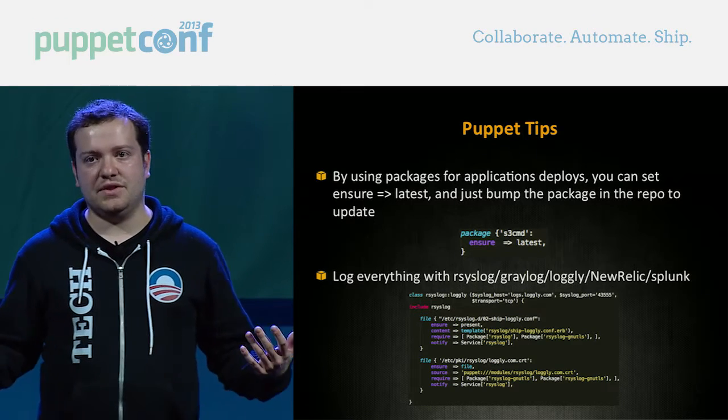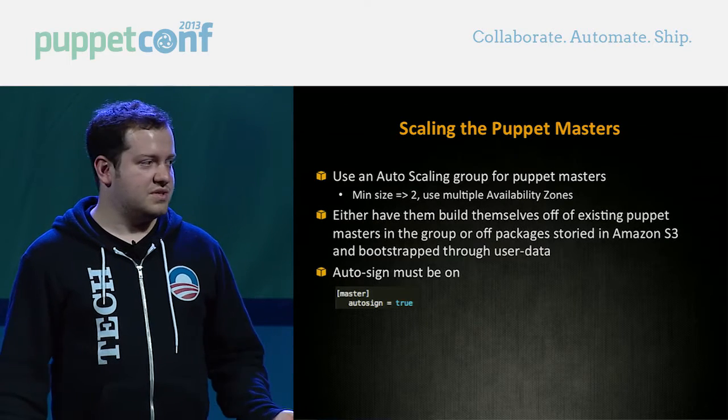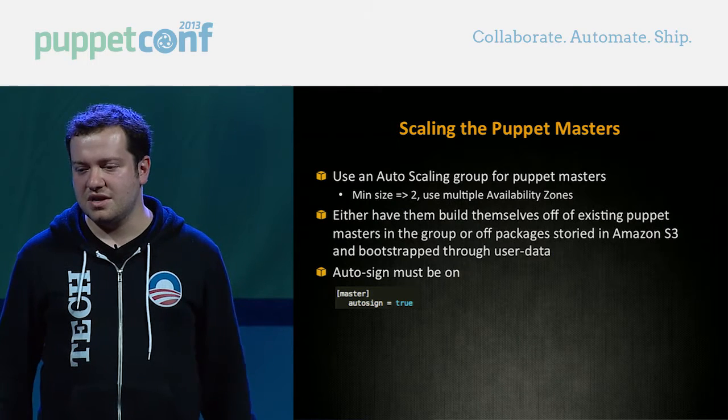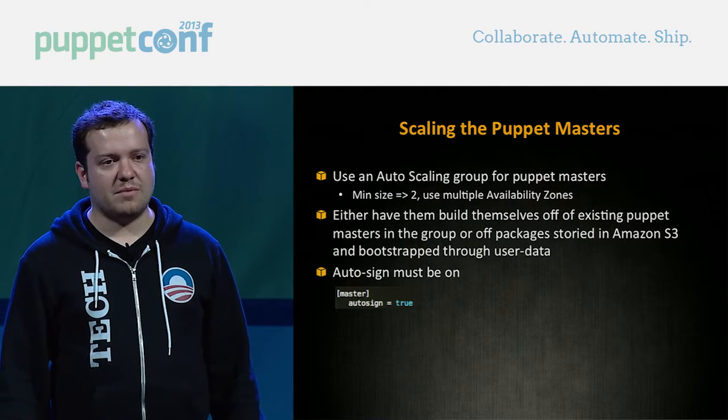And one of the things we monitored was the actual Puppet master. The other thing is scaling the Puppet masters. That can be a single point of failure, obviously. So how do we do that? We had an auto-scaling group, basically, of our Puppet masters.